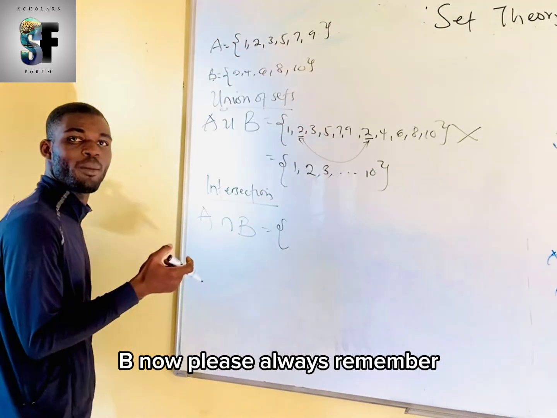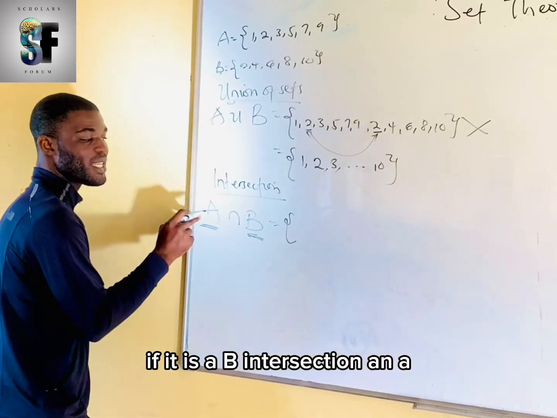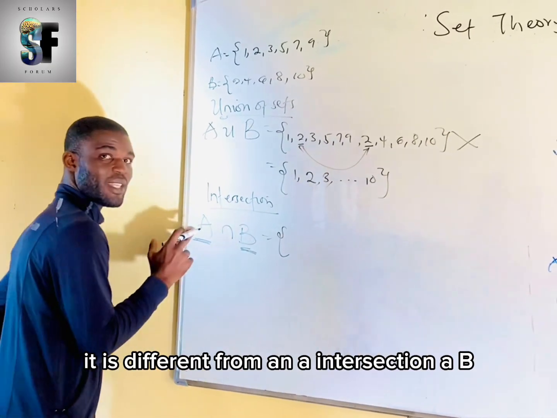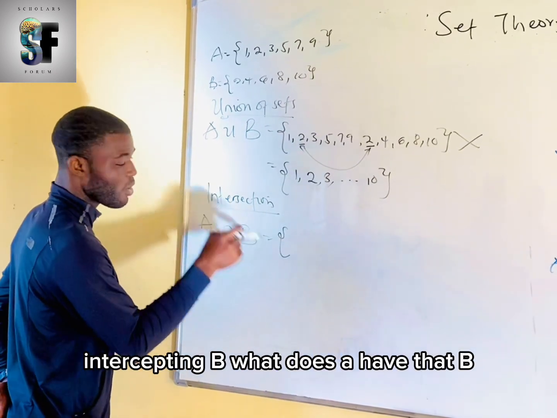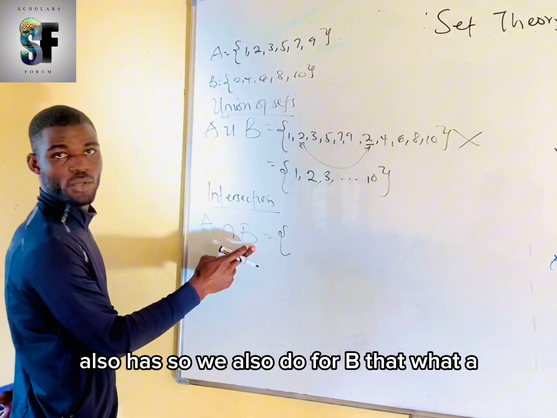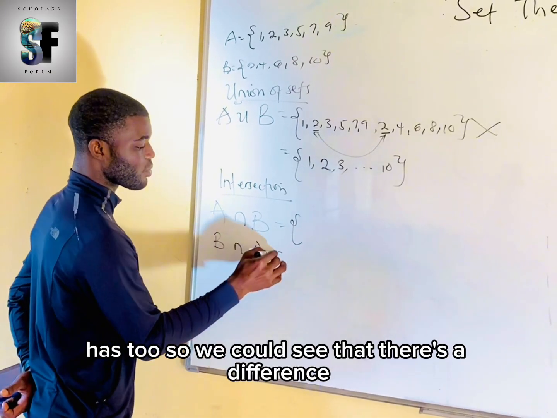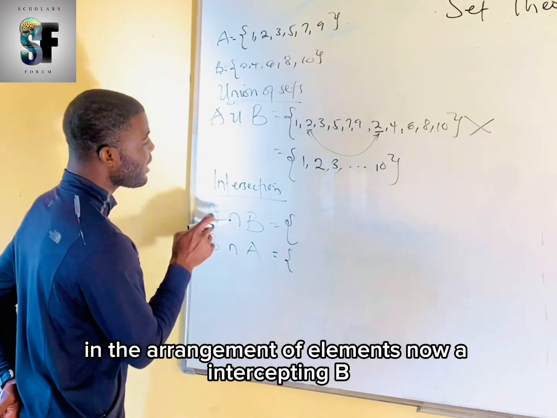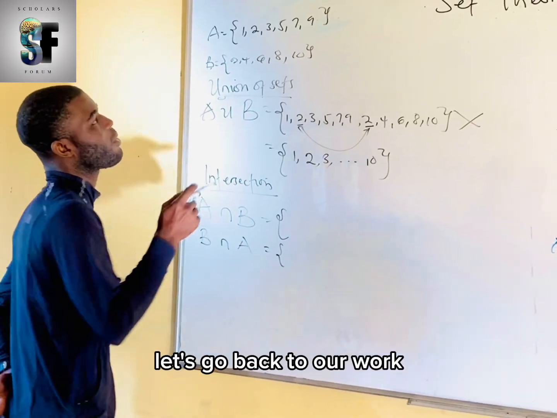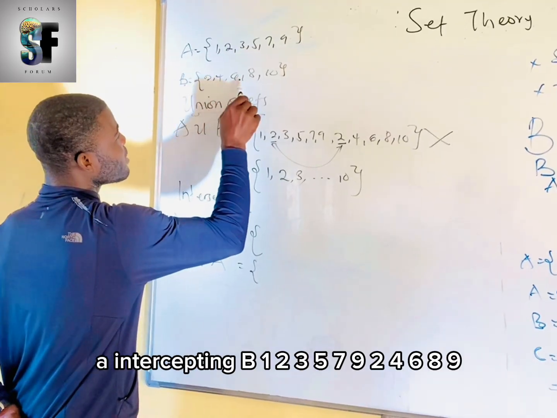Now, please always remember that the arrangement of the elements matter. If it is a B intersecting an A, it is different from an A intersecting a B. Alright, so in this case here, we are having A intersecting B. What does A have that B also has? So we want to do for B that what A has too. So we could see that there's a difference in the arrangement of elements. Now, A intersecting B, let's go back to our works. A intersecting B, 1, 2, 3, 5, 7, 9, 2, 4, 6, 8, 10.